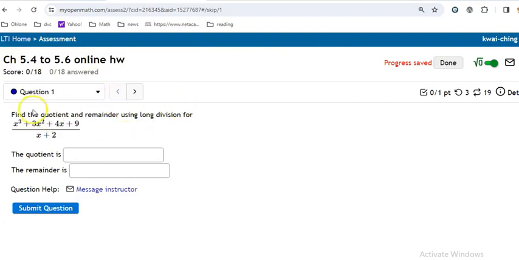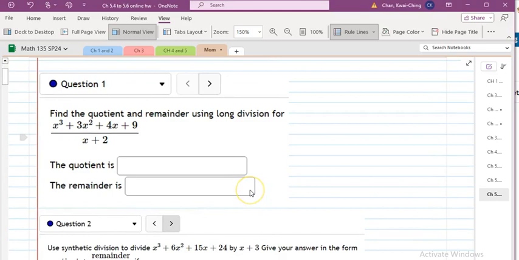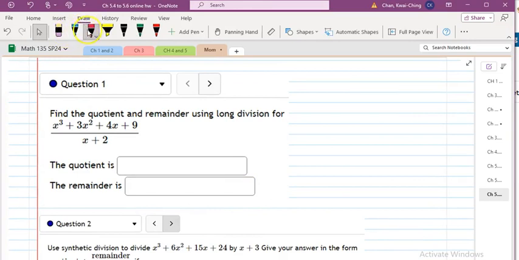Find the quotient using long division. We will just do long division, dividing by x plus 2. Technically, if you divide by x plus 2, you can do synthetic, but I think the computer generates a random divisor, so we are just dividing by x plus 2 using long division.